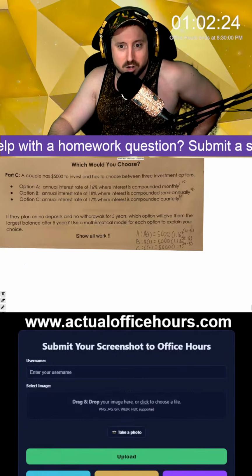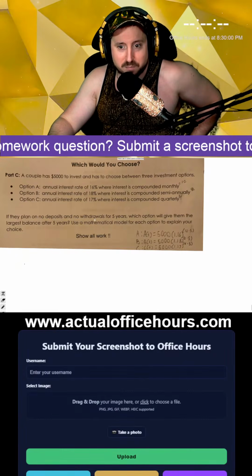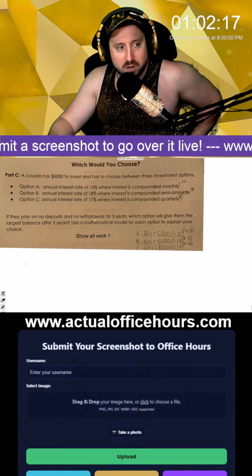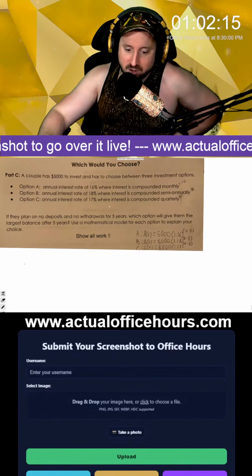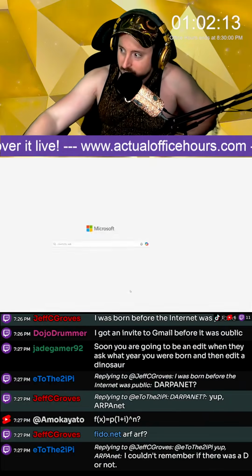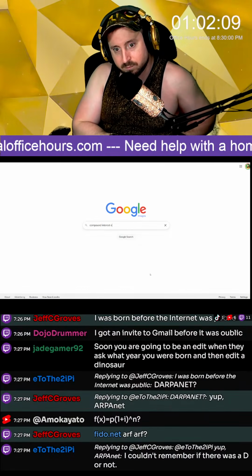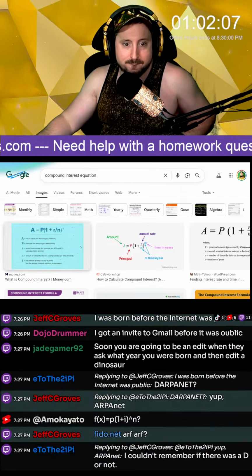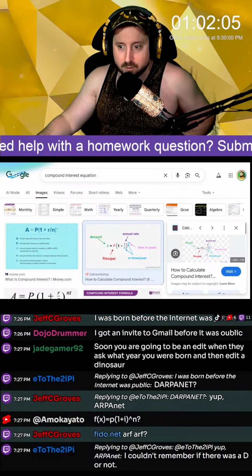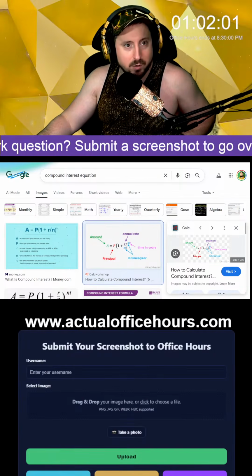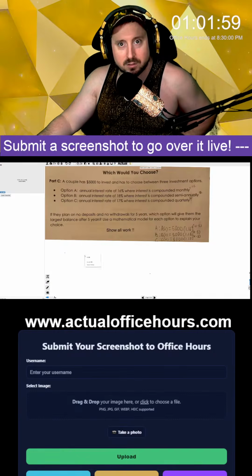If they plan no deposits, no withdrawals for 5 years, which options will give them the largest balance? Use a mathematical model. Great. Yeah, so the compounding is different here. This is compound interest. We need another equation for this. Here, I'll just pull it up. Yeah, this is cool. Nice. I love when people make nice diagrams that I don't have to redraw.